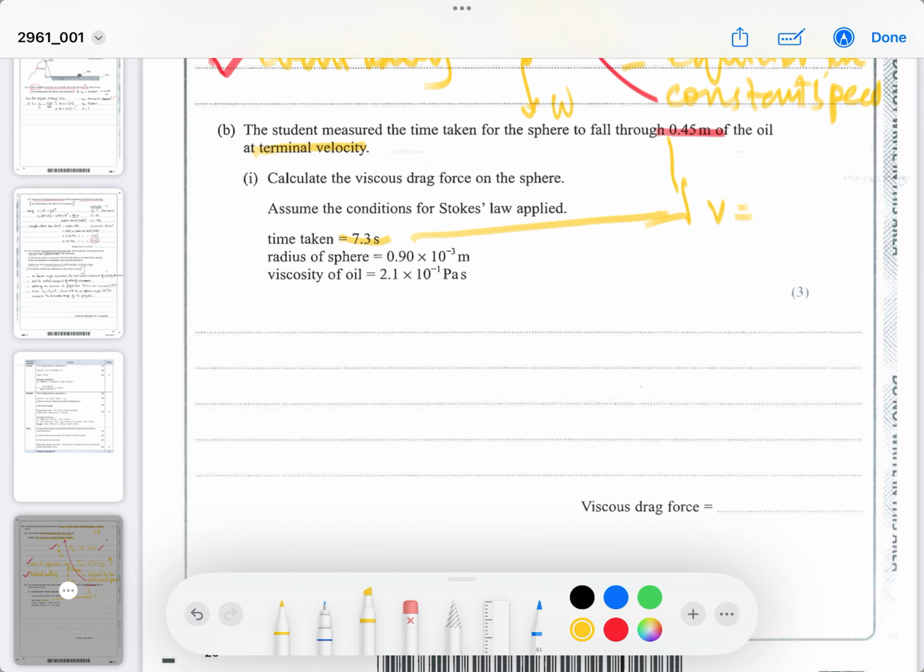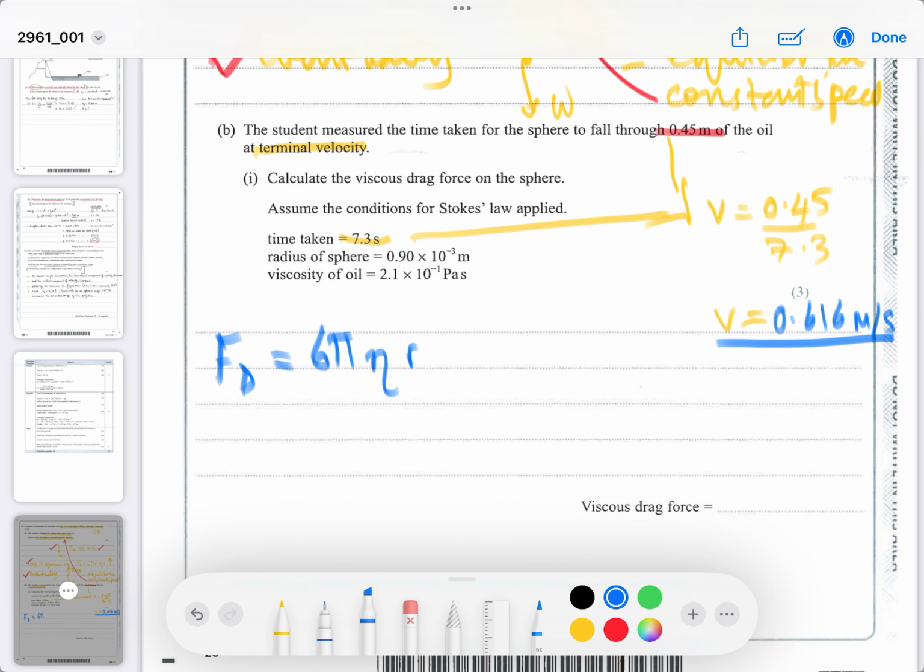Yeah? So the terminal velocity will be 0.45 divided by 7.3 seconds, and that gives you a terminal speed of 0.0616. I'm going to change the color. 0.0616 meters per second. So you've got the speed, that's 1 mark. 3 marks we want, and then they want you to work out the drag force. So they want you to know Stokes' law, find it in the equations, 6 pi eta r v. They've given you eta, they've given you r, so you've got to put those numbers in.